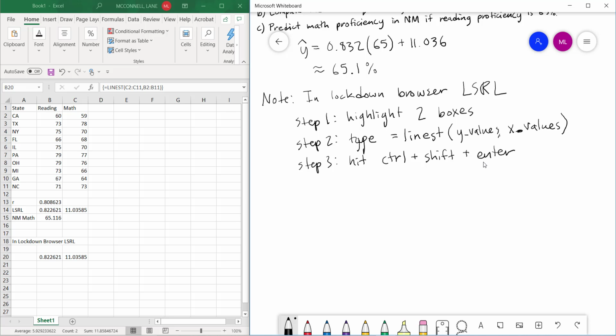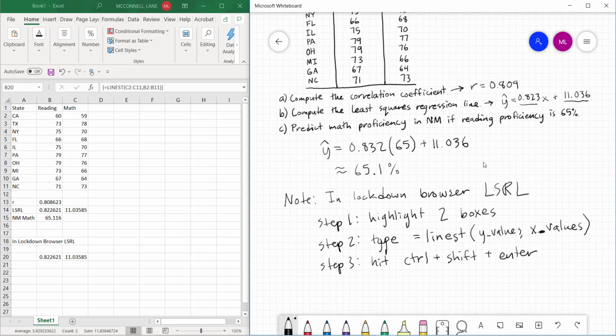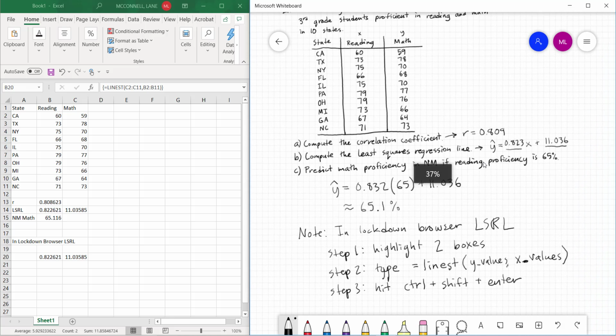Okie doke. Otherwise, good luck on this homework. I'd encourage you, please utilize either Excel or the calculator. Do not do these problems by hand. Get them done this way.